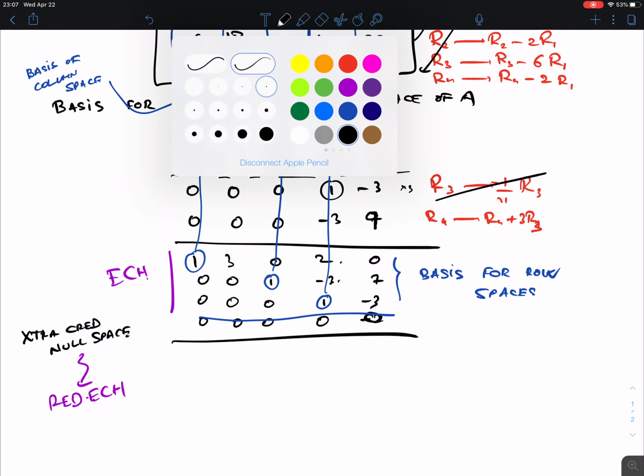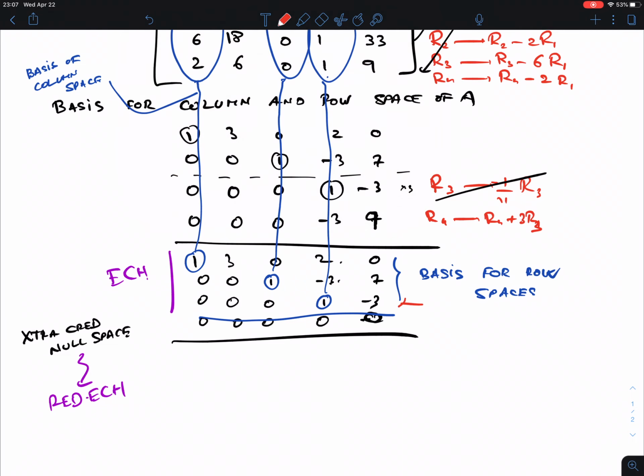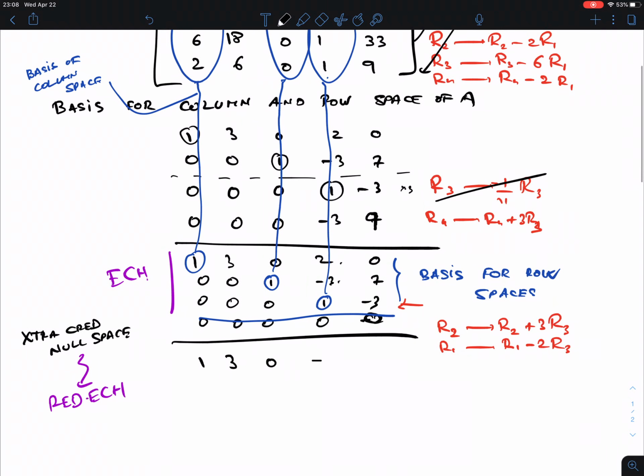So the row operations that I need to do are, I'm going to work with this row, right? And row 2, replace that by row 2 plus 3 times row 3, and row 1, replace that by row 1 minus 2 times row 3. So what do we get? Let's start with row 1. 1, 3, 0. Now here we multiply this with -2 and then add up to this top one, that's 0. So that is -2 times -3, that's 6, plus 0, that's 6.